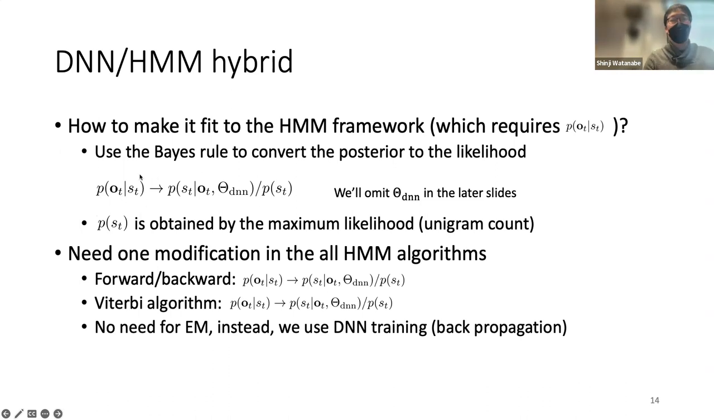By the way, how do we compute this likelihood? One possibility is to use a regression problem. However, this is very difficult. So instead, we convert this into a multi-class classification problem by using the product rule, or Bayes theorem. We ignore P of O, the distribution of O, because it is not related to our problem. Then we focus on this one and solve it by using the deep neural network, but P of S_t is still estimated by maximum likelihood.